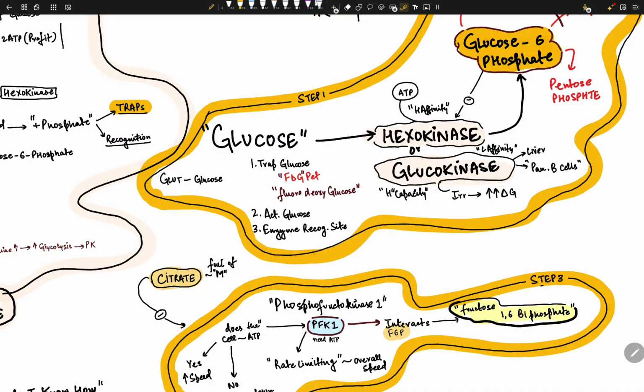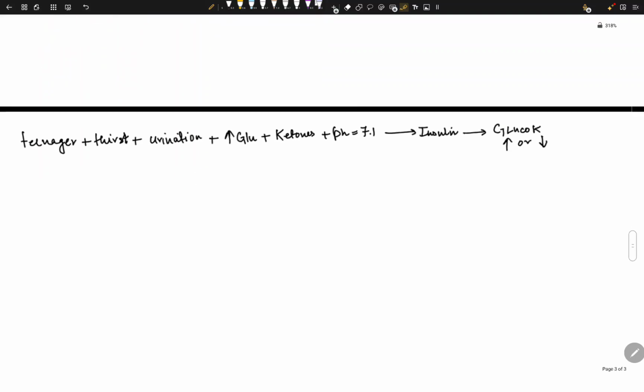If the liver were a competitor, then we would have hexokinase in the liver. But fortunately, we have glucokinase, a different enzyme, in the liver. And that's the reason the liver actually acts as a buffer, not as a competitor. Now let's come back to my question, right?